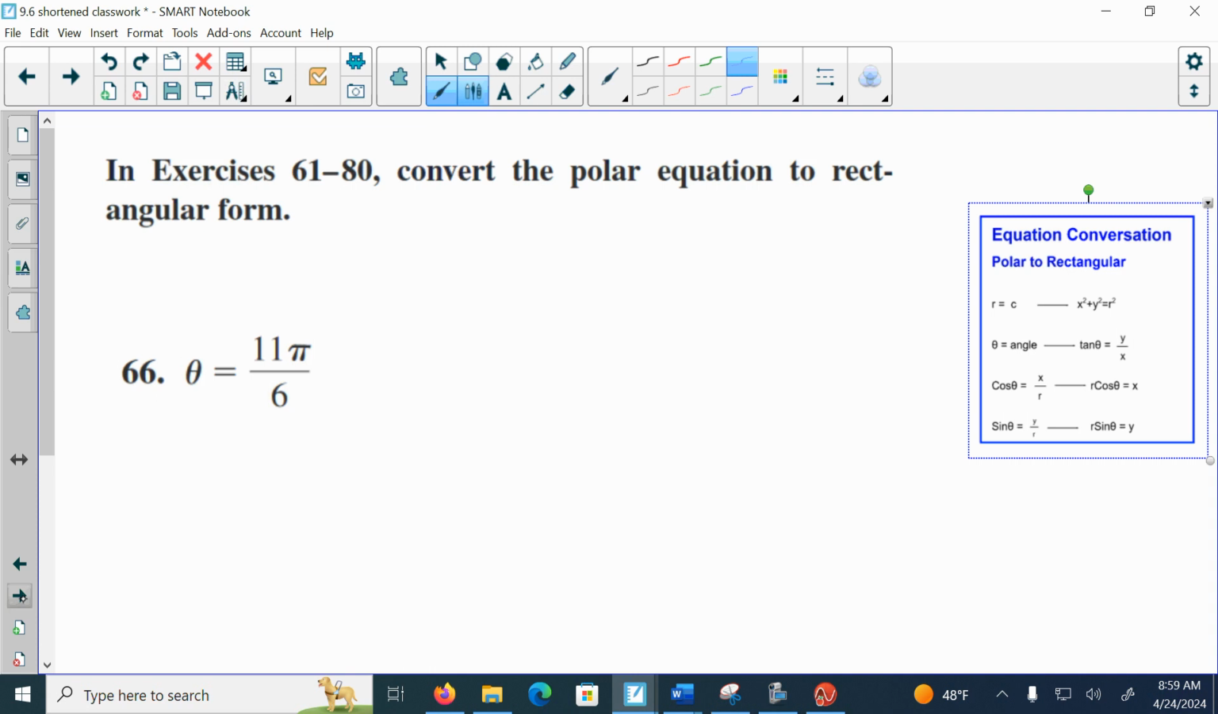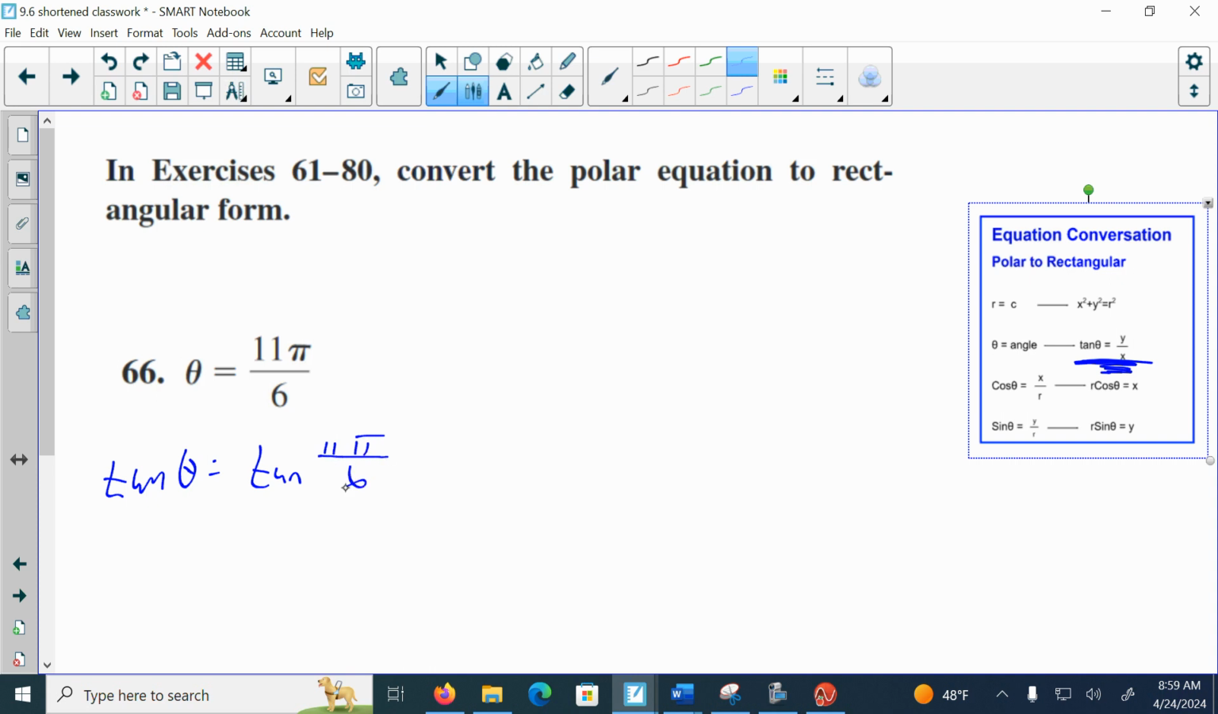Okay, the next one, I have theta is equal to 11 pi over 6, so I want to change this polar to rectangular. So I'm going to use the fact that since I'm given an angle, if I take the tangent of theta, if I take the tangent of this side, I'd have to take the tangent of this side.